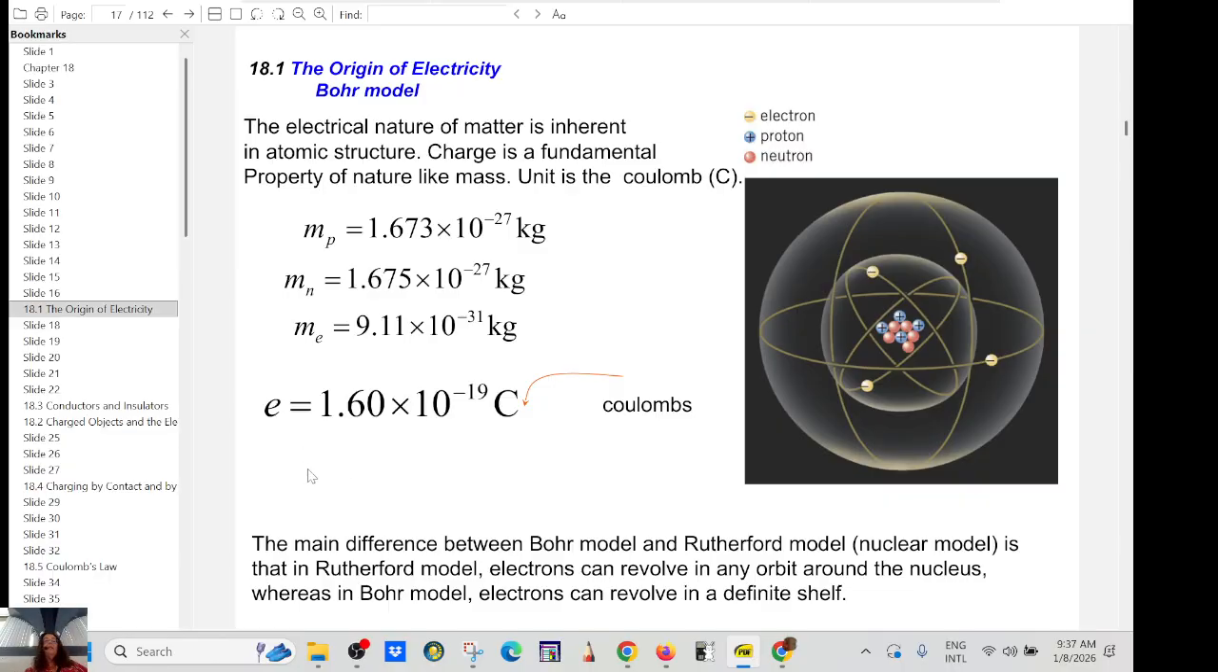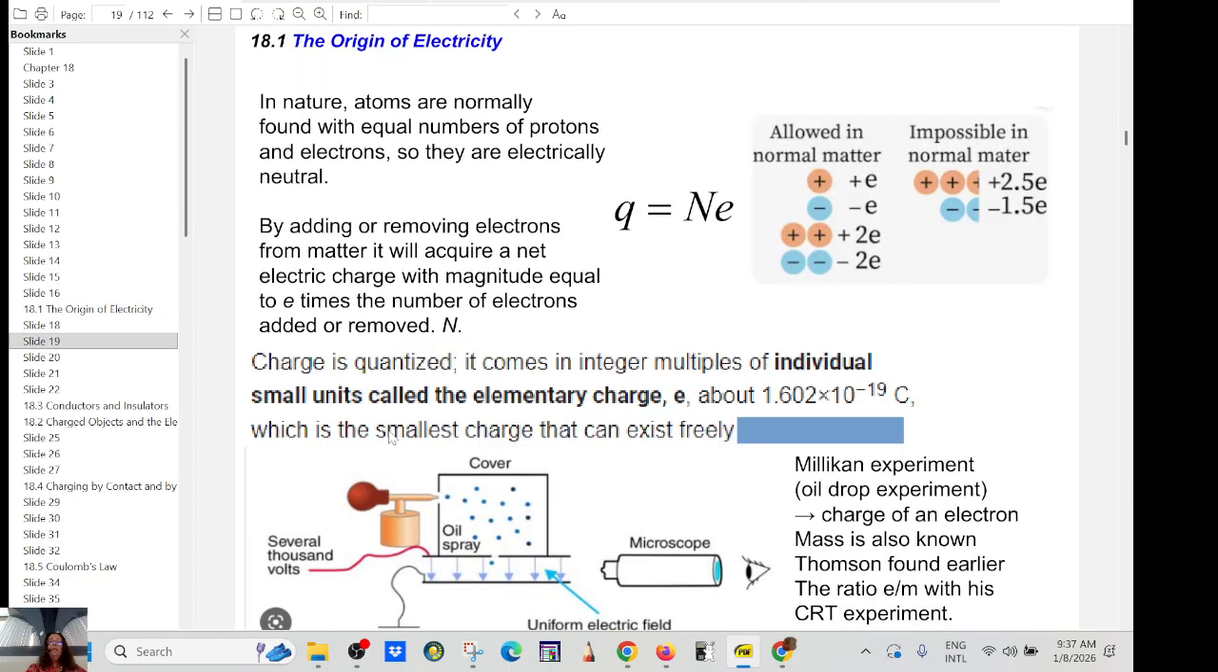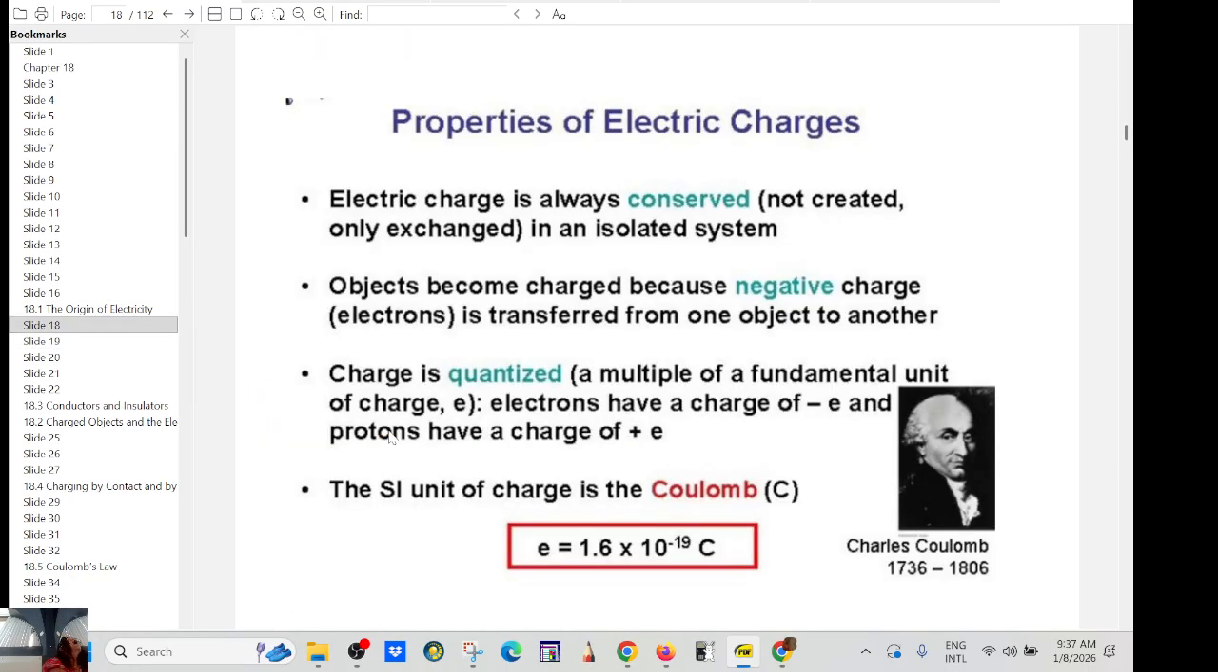Okay, so that will be the elementary charge. The unit is Coulomb. So the charge of an electron and the charge of a proton is the same. The unit is a Coulomb. That will be 1.6 times 10 to the negative 19 Coulomb. Okay, we'll talk about that. And so we're going to start with electrostatics. So static electricity, it's the branch of physics that will study charges and the forces between them.